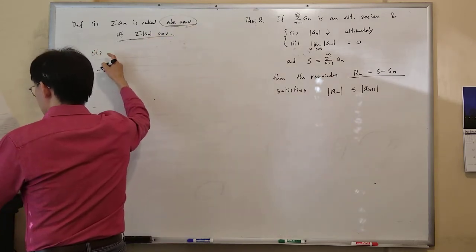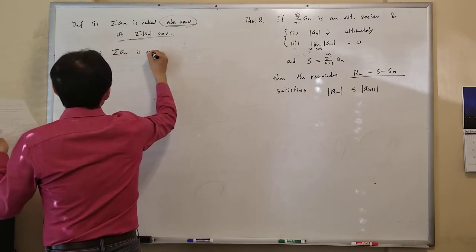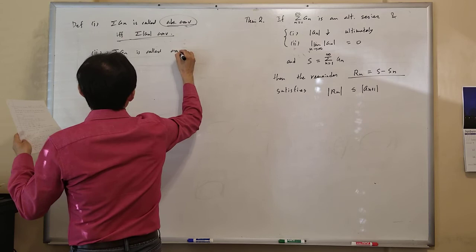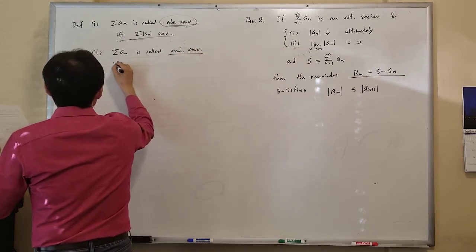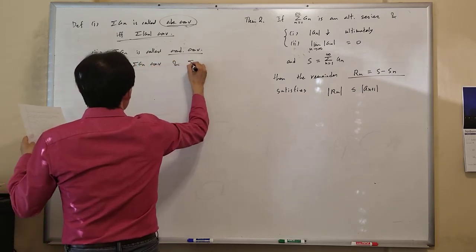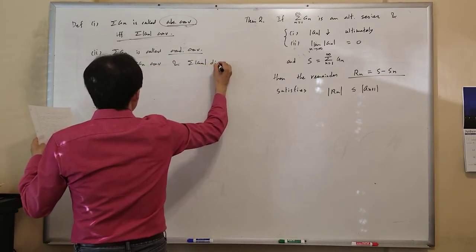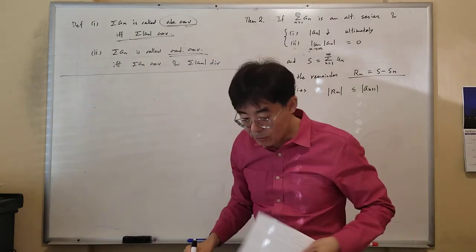Second, a series is called conditionally convergent, conditionally convergent, if and only if this one converges, but the absolute value series diverges. Then we call it conditionally convergent.